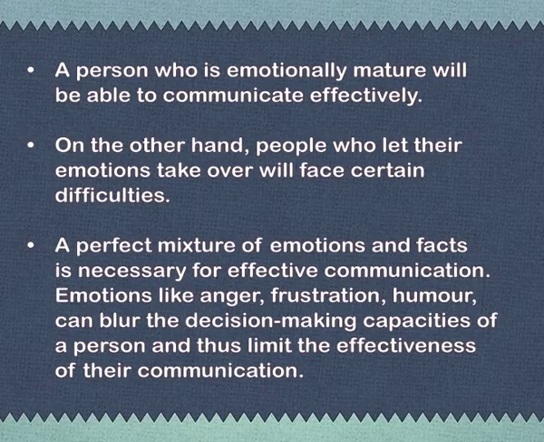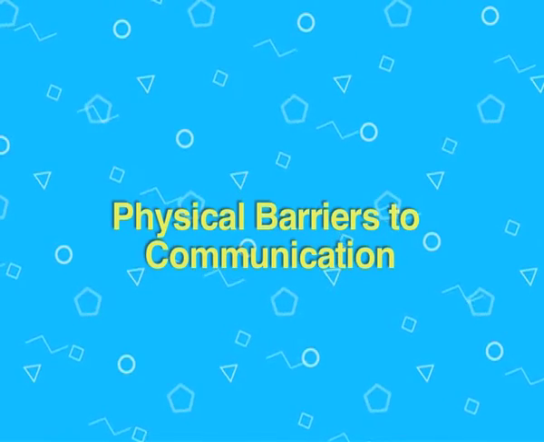Emotional barriers. The emotional IQ of a person determines the ease and comfort with which they can communicate. A person who is emotionally mature will be able to communicate effectively. On the other hand, people who let their emotions take over will face certain difficulties. A perfect mixture of emotions and facts is necessary for effective communication. Emotions like anger, frustration, humor can blur the decision-making capacities of a person and thus limit the effectiveness of their communication.